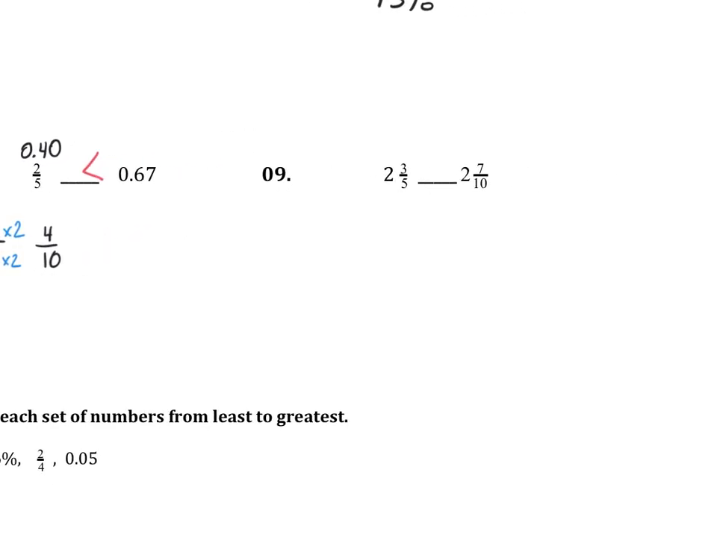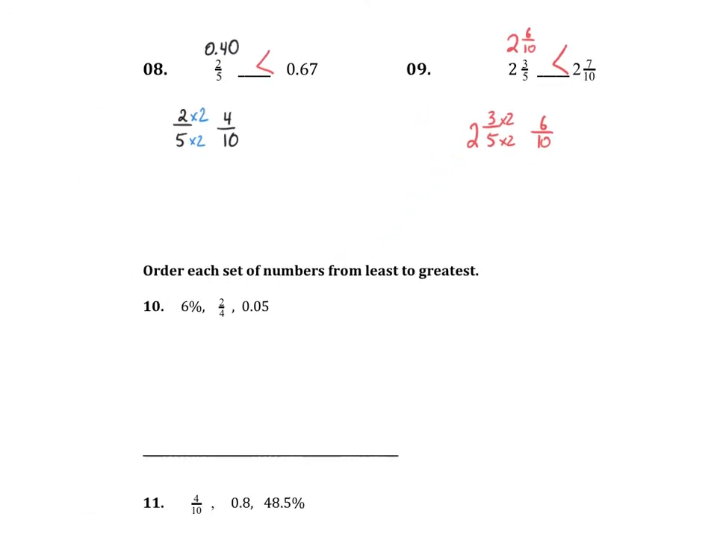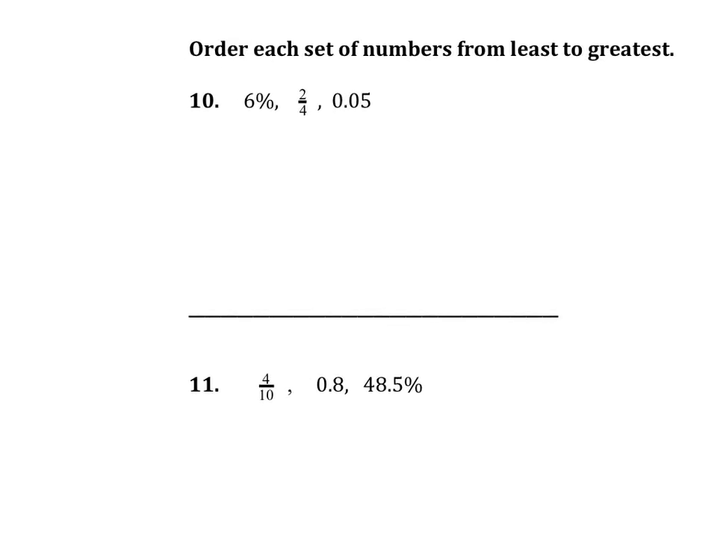On this one here, I'm going to do the same. 2 3/5. I'm going to make it have a denominator of 10. And I get 2 6/10. So now I can see this one is larger. For your next one, put them all into the same form. So 2/4 I know is 1/2, which I know is 50%. I'm going to move this decimal 2 times. This is 5%. So here now we can see 0.05 would come first, 6%, and then 2/4.